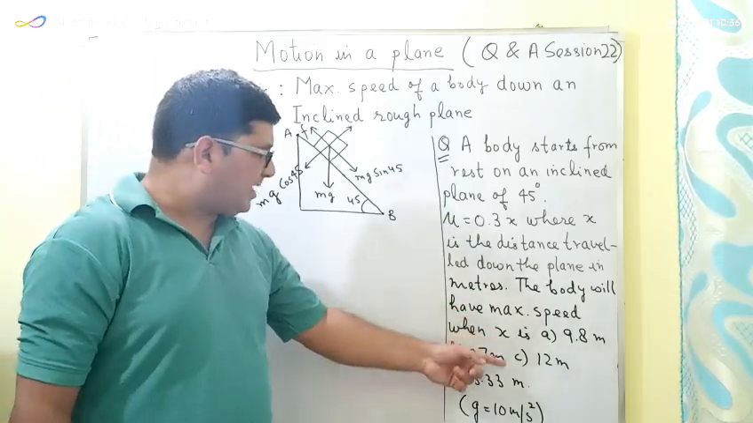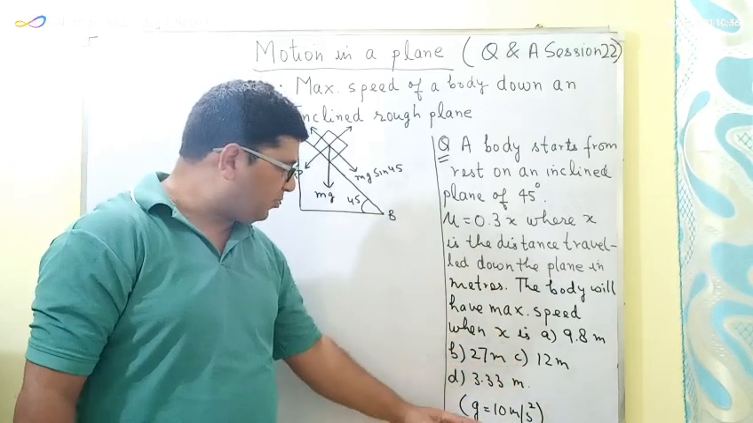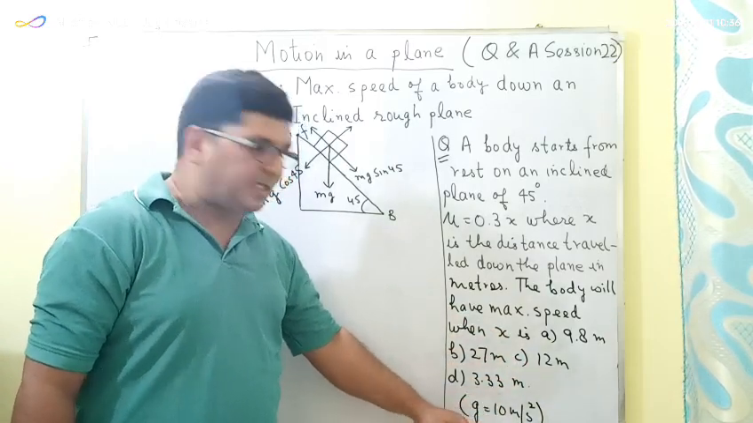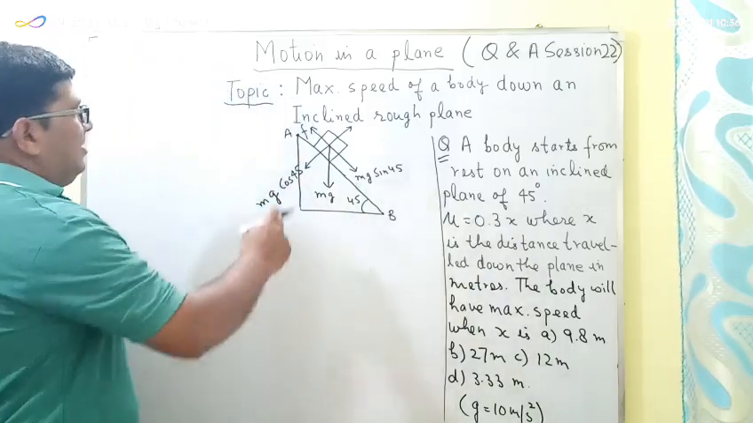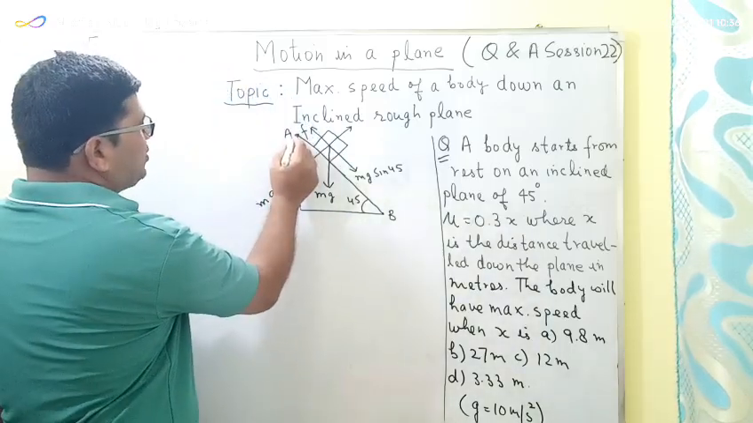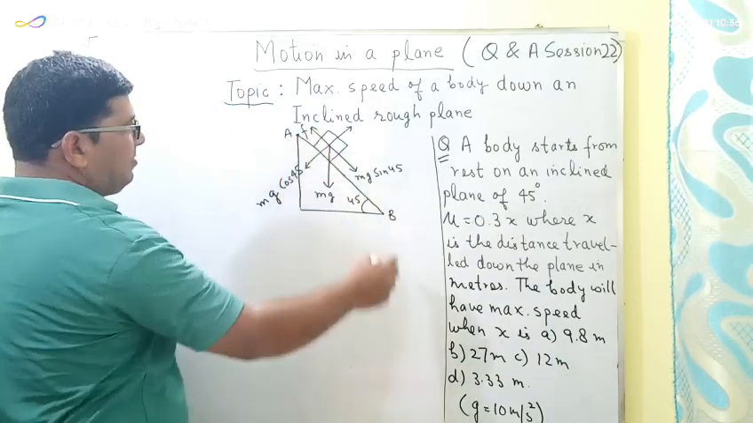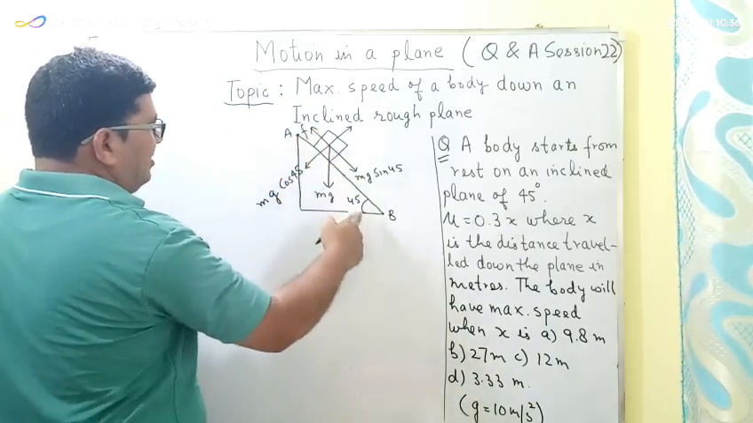The body will have maximum speed when x is equal to what? There are four options here, and we have to find the correct one. Here g is equal to 10 meters per second squared. The body is starting from the topmost point A and it is coming down this inclined plane.